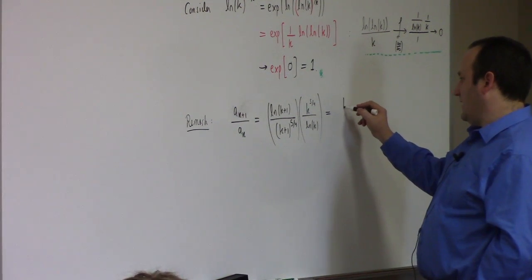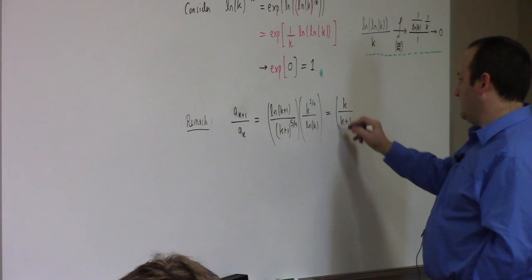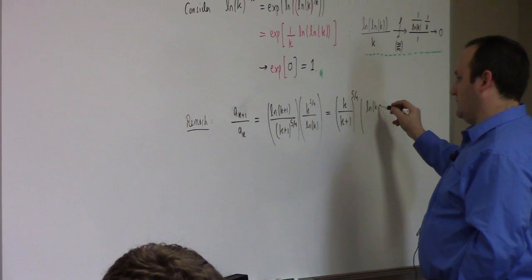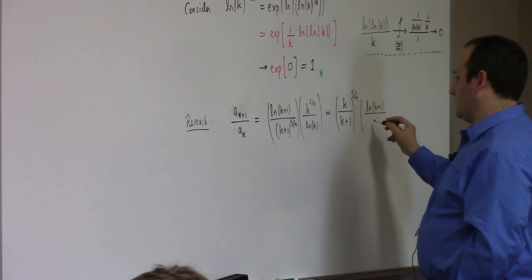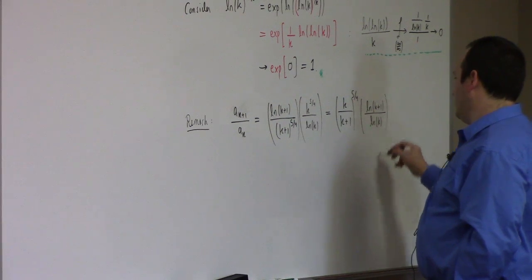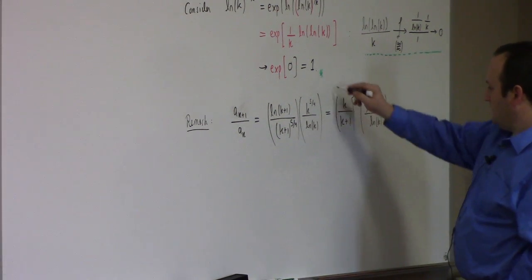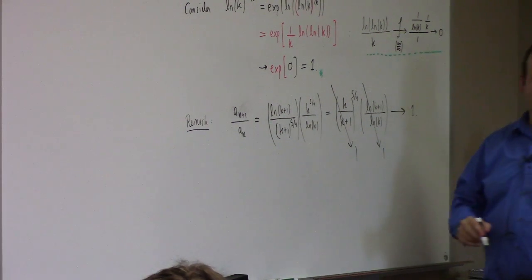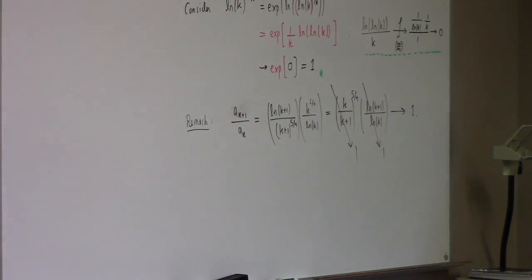Well, this is equal to k divided by k plus 1 to the 5/4 times the natural log of k plus 1 over the natural log of k. And in fact, you can show that this goes to 1 and that goes to 1, so the whole thing goes to 1. So the ratio test is also worthless for this problem. Okay. I'll come back to that problem in a minute. Let me show you a more positive example of the ratio test before I do, though.